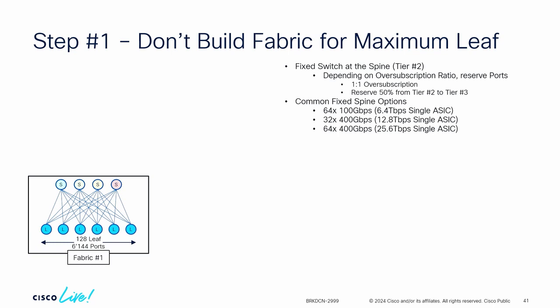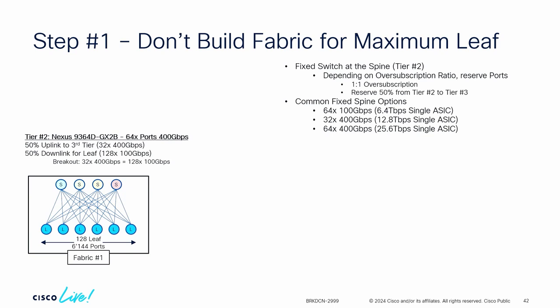128 leaf gives me 6,144 ports, which is already a good size leaf spine topology. Now, the key point here is that I put a fixed switch at the spine. Just to make an example, I had the 9364D-GX2B, to go into the specifics of hardware options. It's a 64-port, 400 gig switch. So 2 rack units gives you 64 times 400 gig of bandwidth.